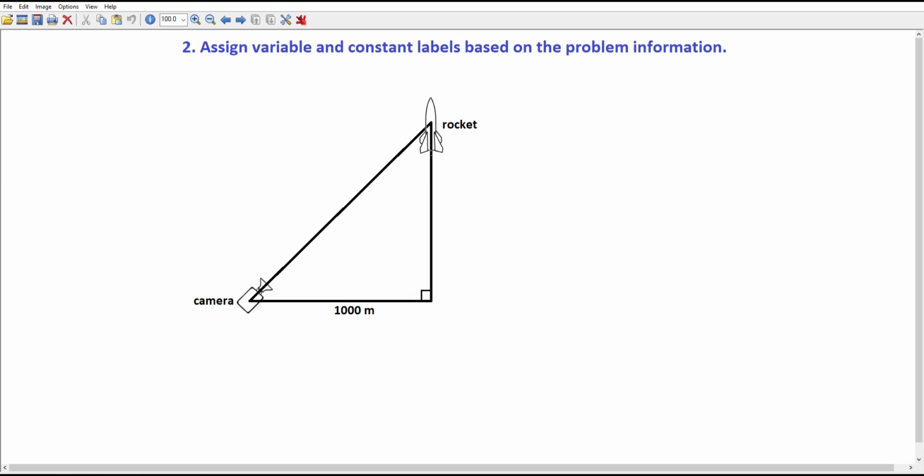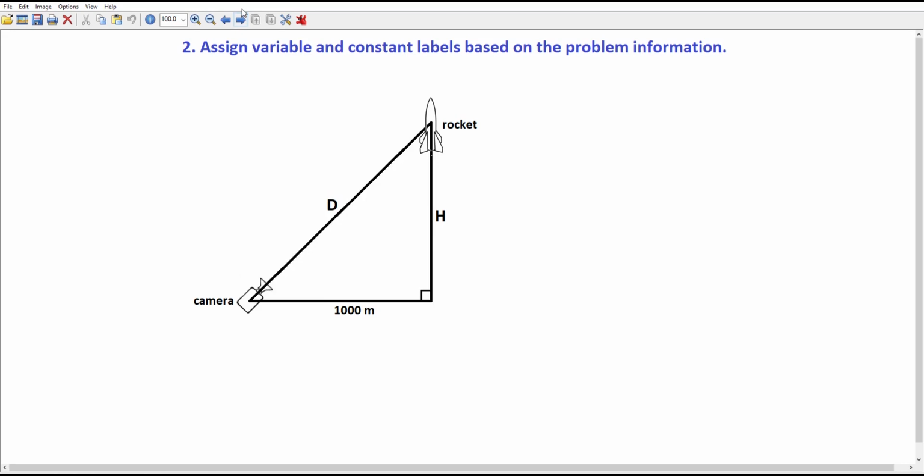Now we're given information about the height of the rocket and the speed of the rocket, which is going to be the derivative of the height. So we clearly are going to have to include h, the height of the rocket, as one of the variables. Finally, we need to find out how rapidly the distance between the rocket and the camera is changing. So the last variable has to be d, the distance between the rocket and the camera.